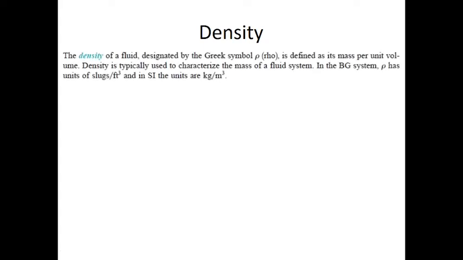So, when we talk about density, the density of a fluid designated by the Greek symbol ρ is defined as its mass per unit volume. So, mass per unit volume. Ganun lang ang density. The density is typically used to characterize the mass of a fluid system. Okay? In the BG system, ρ has units of slugs per cubic foot, and in SI, the units are kilogram per cubic meter. So, ito yung ating density formula, mass over volume.